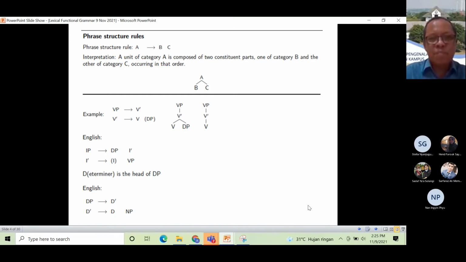For example, we have VP goes to V bar, and then the V bar goes to V and DP. The DP is put in brackets to show that it is optional, for example. Again, this is an example of a phrase structure rule. The phrase structure rule is derived from the phrase structure tree that you have made already.